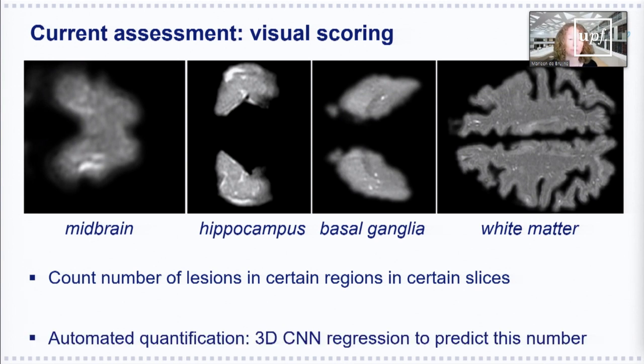So what we wanted to do is initially to reproduce this visual scoring. Note that in this case, it's not really weakly labeled learning, I would say. If we just predict the lesion number, we get a valuable biomarker to use in clinical studies, but it's not weakly labeled learning. But we come to that later. So first, a 3D convolutional neural network to predict this number.